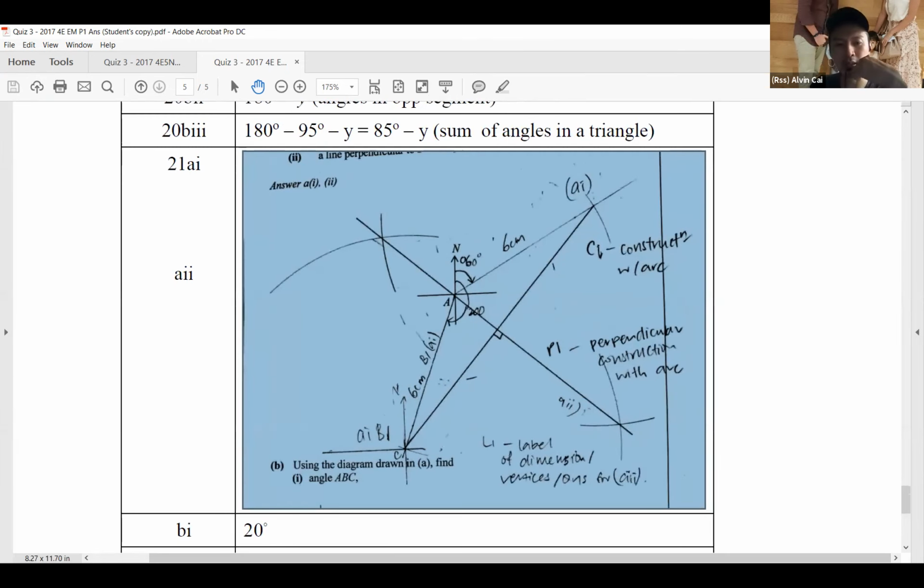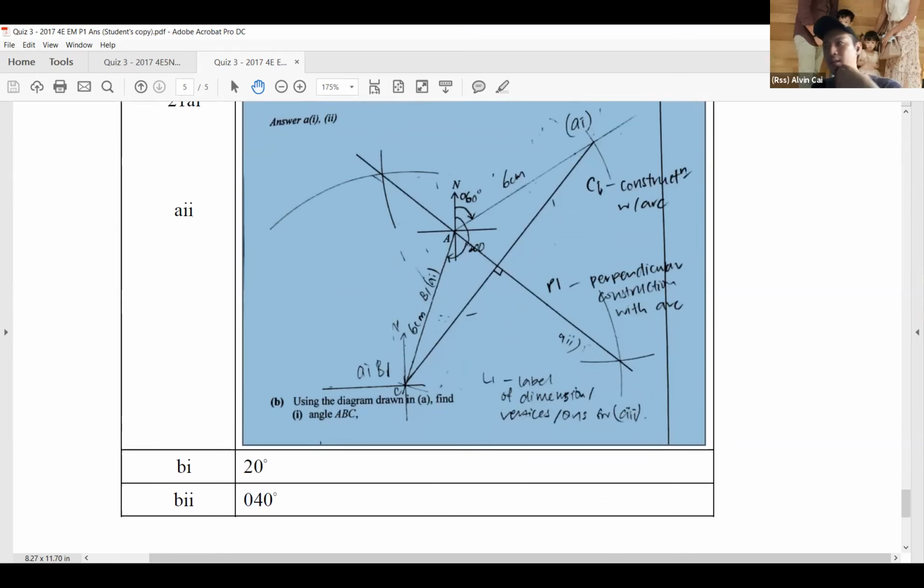Remember the key thing that I want to highlight over here is the construction arc must be shown. What is the construction arc? All the construction arcs you construct for angle bisector, perpendicular bisector must still remain, must still stay there, and please label your different parts. So that will be the answer for the last part.